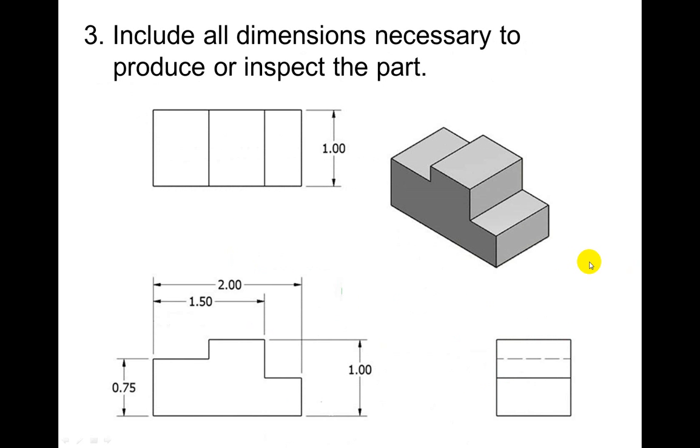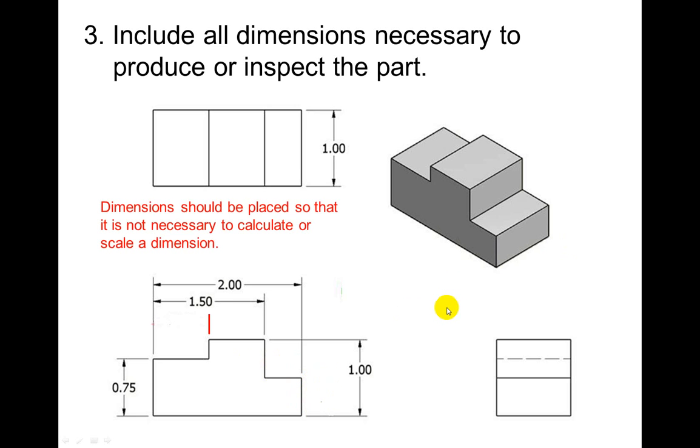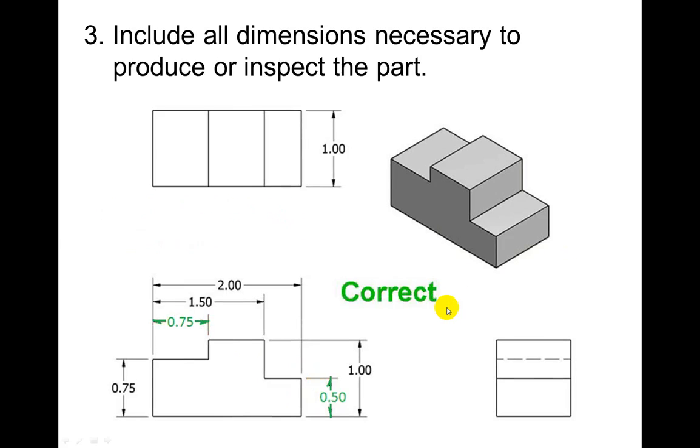The third one, include all dimensions necessary to produce or inspect the part. I need you to see how we're missing something here. We do not know this dimension, so this is actually considered incorrect. Dimensions should be placed so that it is not necessary to calculate or scale a dimension. So that's why it would be incorrect. The correct way is to show each of the dimensions.